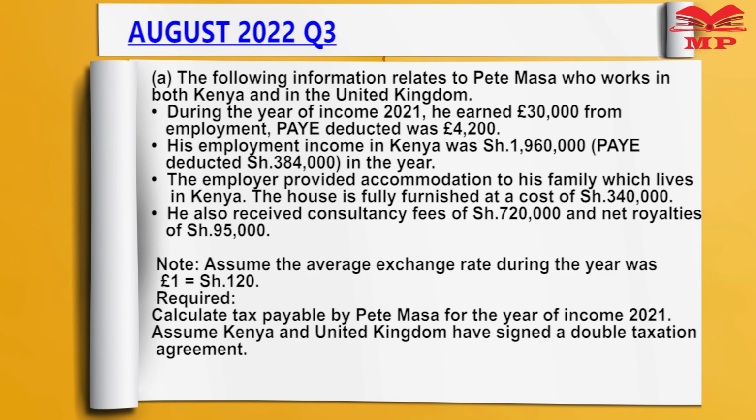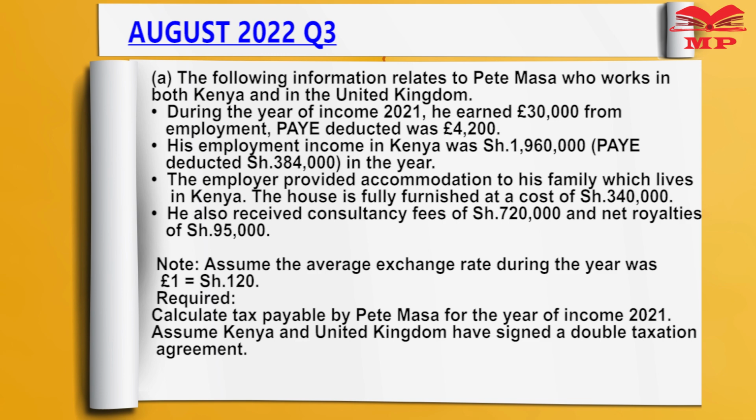4. He also received consultancy fees of 70,000 shillings and net royalties of 95,000 shillings. Note: assume the average exchange rate during the year was £1 to 120 shillings. Required: calculate the tax payable by Pete Massa for the year of income 2021. Assume Kenya and United Kingdom have signed a double taxation agreement, for 6 marks.